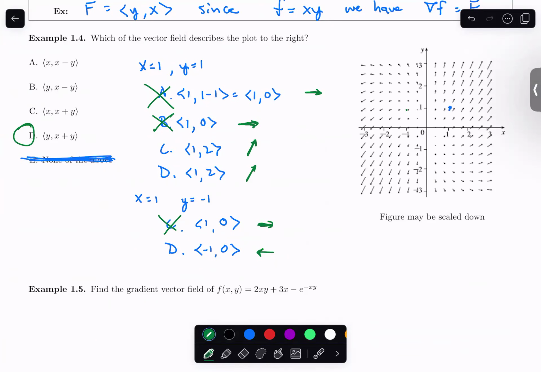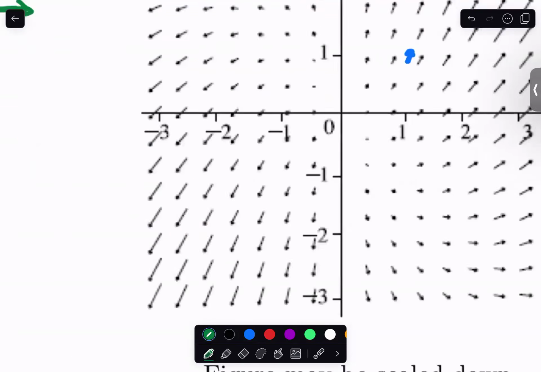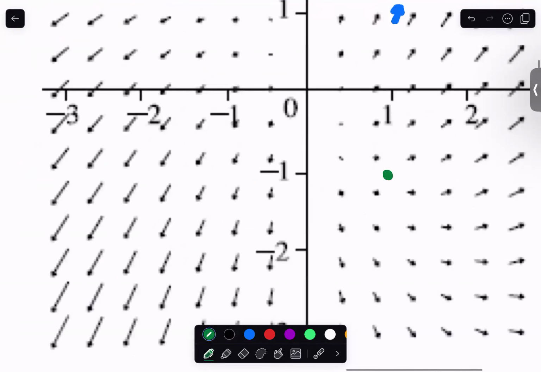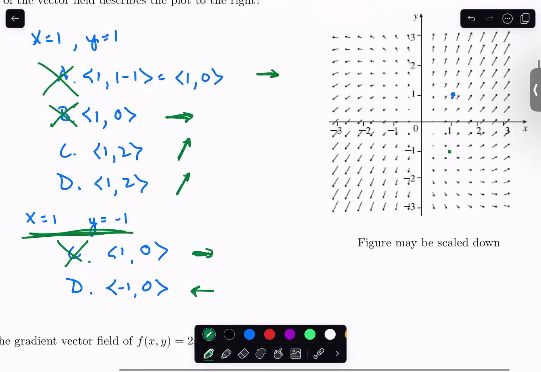Oh, I did a bad job here, huh? Let's try this again. So I guess I was looking over here where x was -1 and y was +1. Don't make that mistake. So x is +1, y is -1. These seem to be pointing off to the right. Apologize for that mistake.